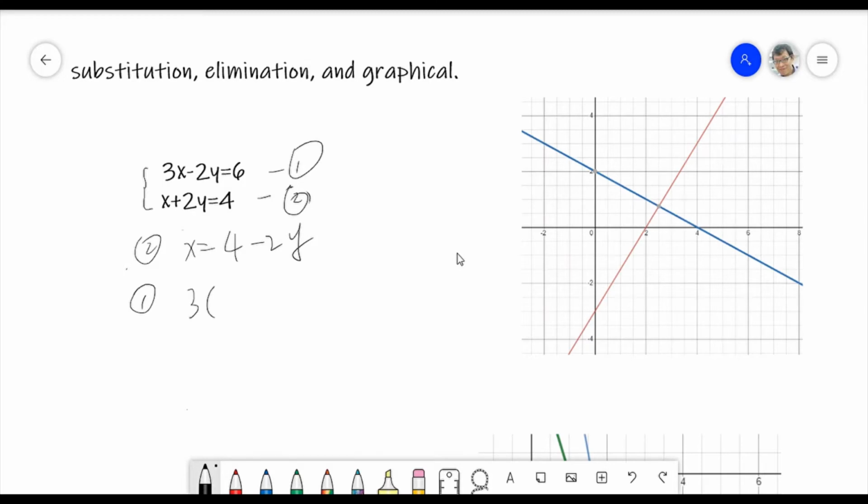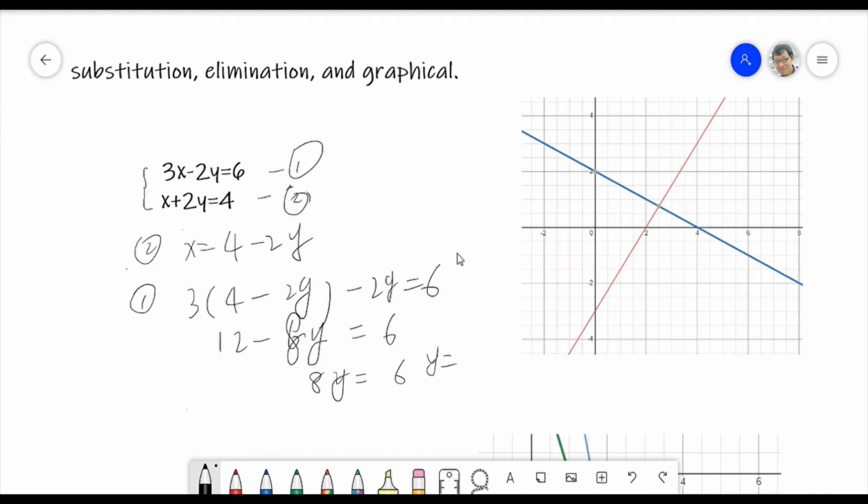So x equals 4 minus 2y, then 3x minus 2y equals 6, right? So it equals 12 minus 6y minus 2y. So this is 8y, right? So 8y equals 6, so y equals 6 over 8. So it's 3 over 4, right? 3 over 4 equals 0.75.